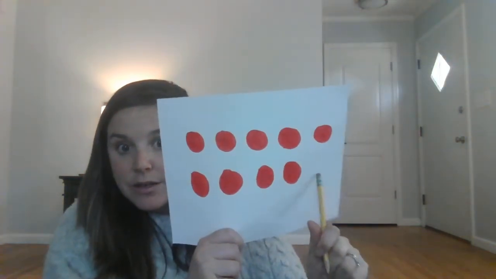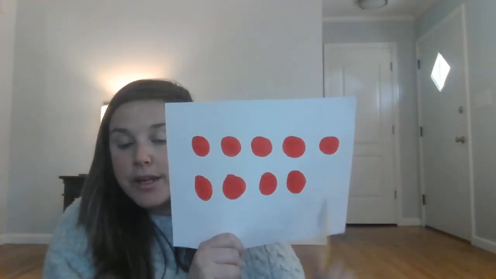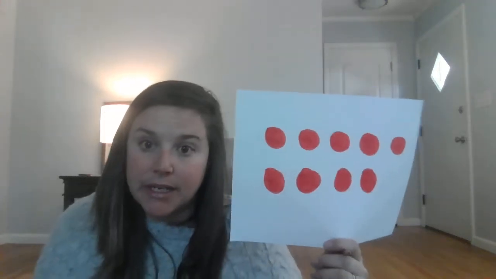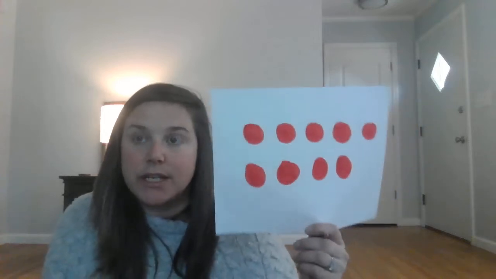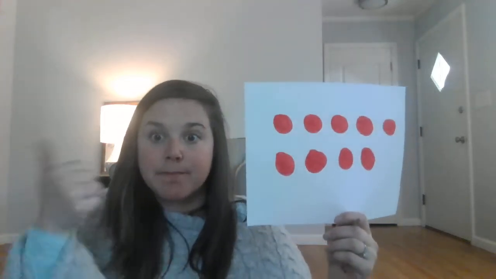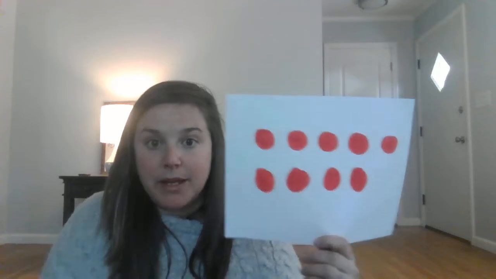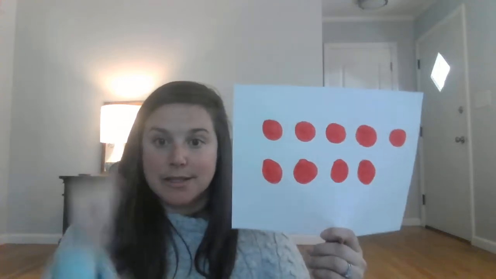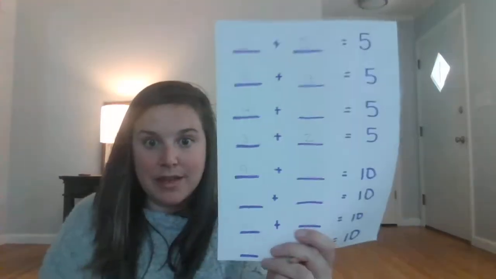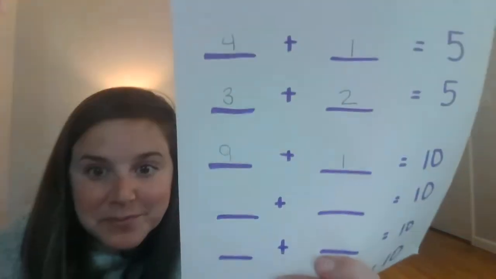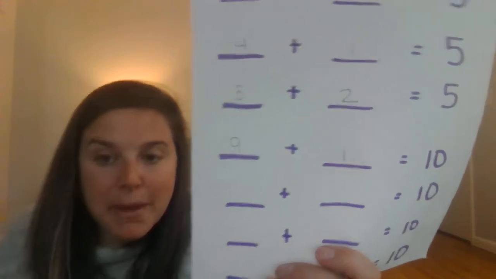I would just need 1. If I had 1 more here, I would have 10. And I could count on from 9 if I needed to, using any of those strategies. 9, 10. So it would be 9 plus 1 equals 10. And I'll write that here on my paper. 9 plus 1 equals 10. I hope it's not backwards the way you see it, but you get the idea.